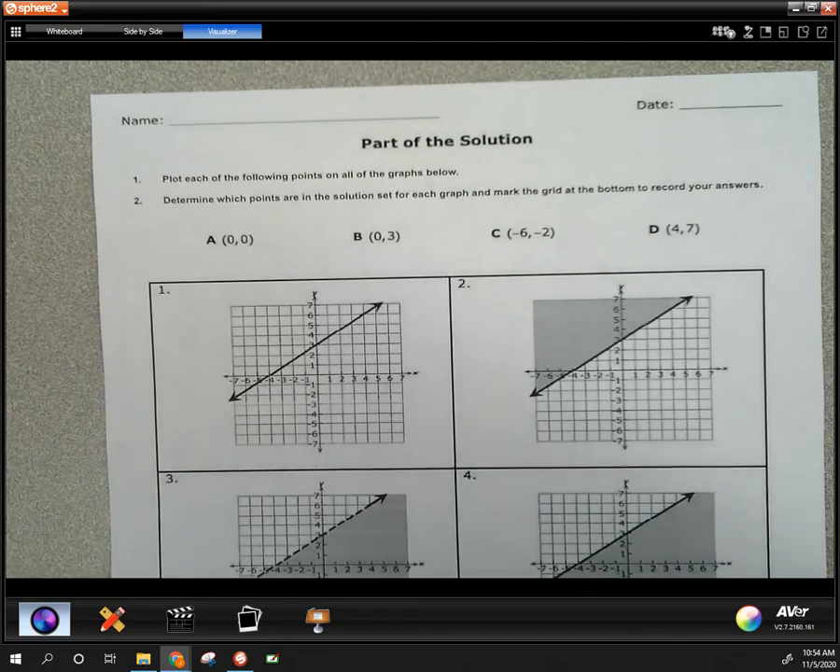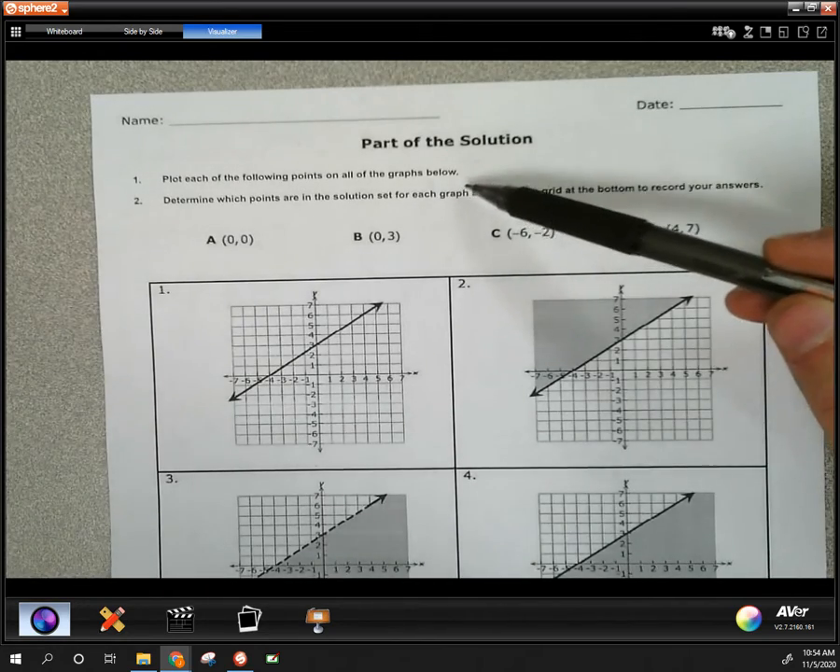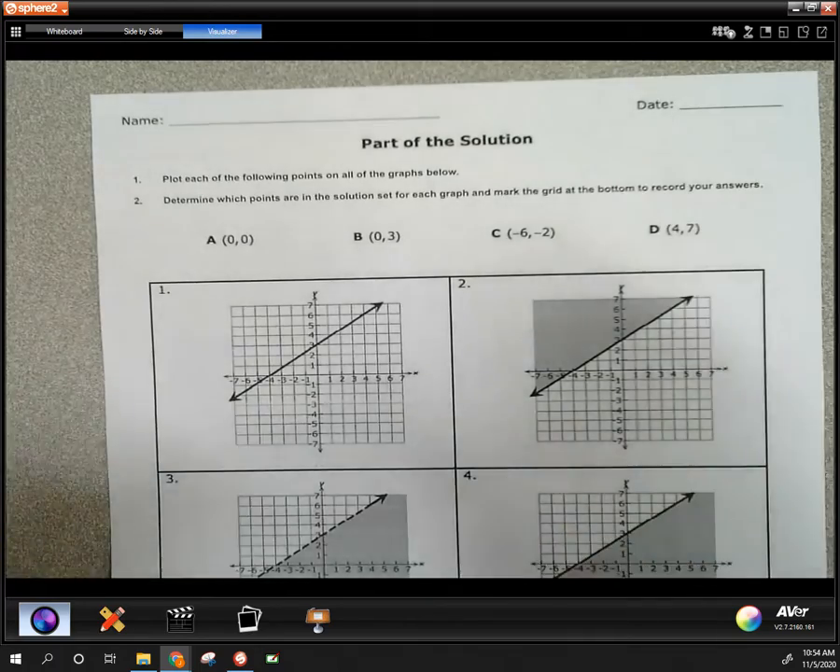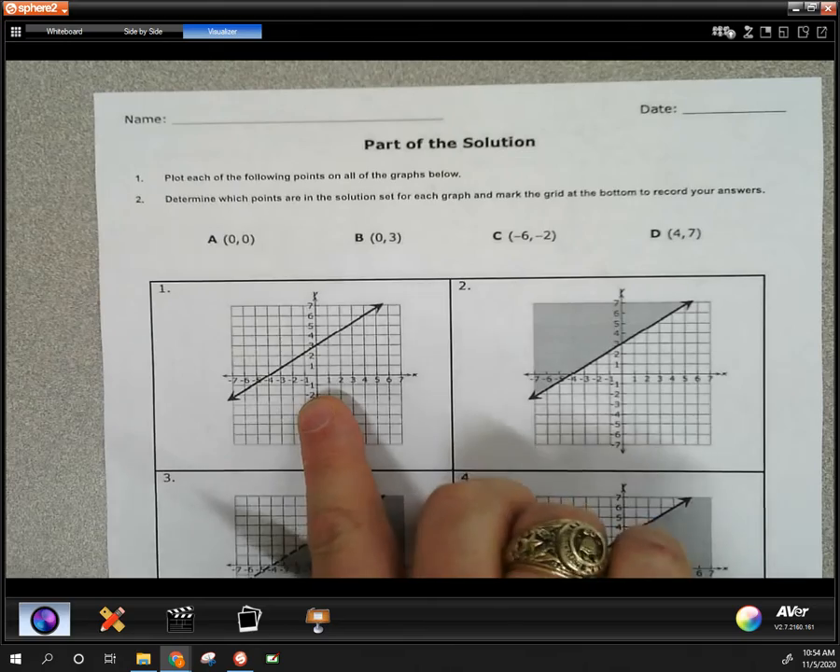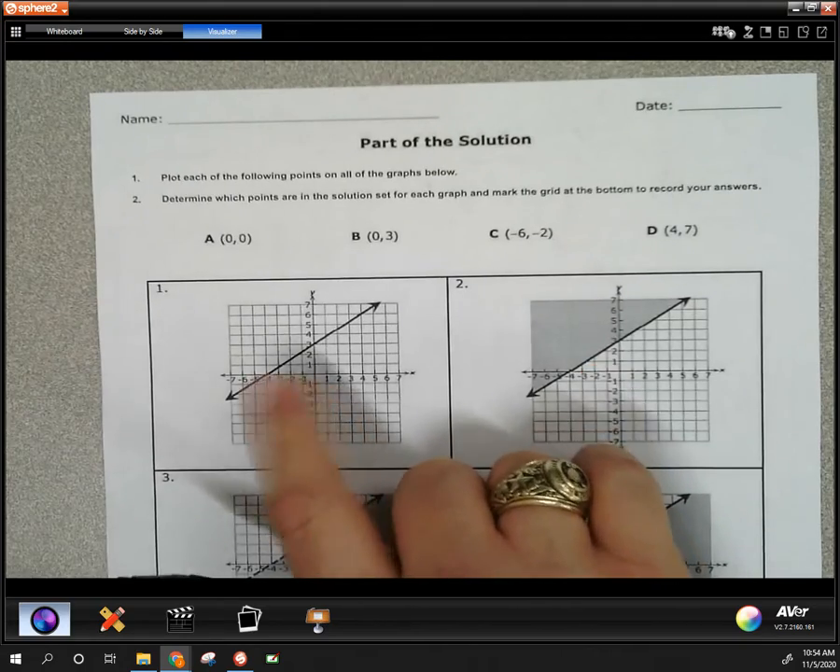Okay, guys. So now we're talking about inequalities. The first thing we're going to talk about is how to find a solution. We're going to work through these first two problems here to show you the difference between linear functions and inequalities, equations and inequalities.